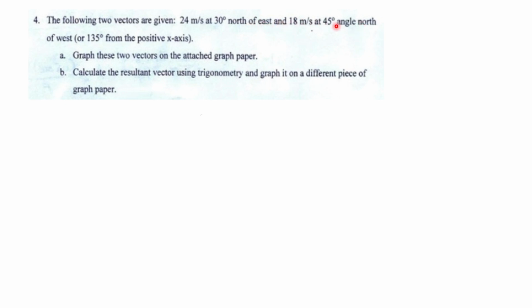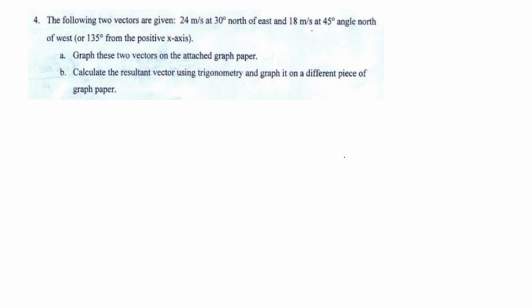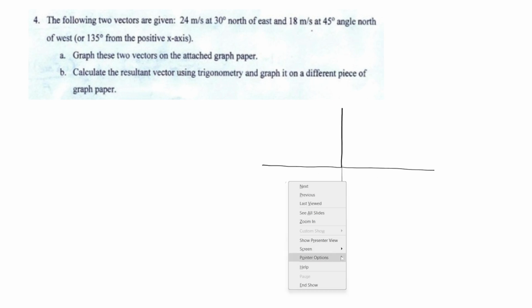One is north of east and one is north of west. Or it can be taken as 135 degrees from the positive x-axis. So we need to graph these two vectors on the attached graph paper. So one is 30 degrees north of east. So this is north, this is south, this is east, this is west.